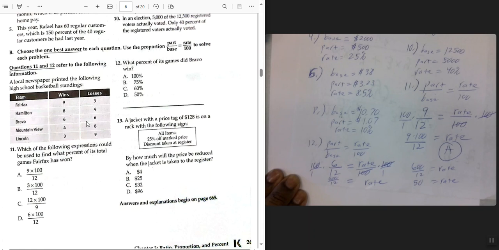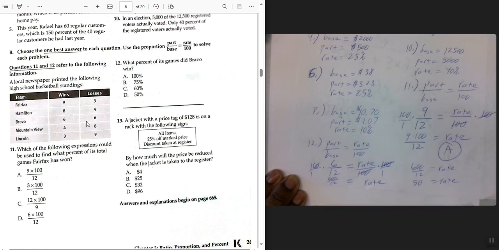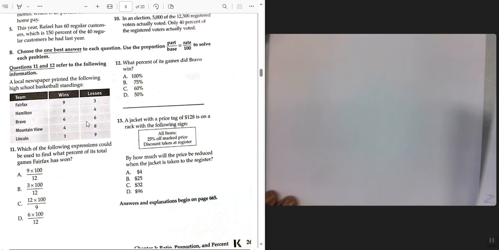So 50 is equal to the rate. Now, I do have to warn you about this. When you write rate, remember in our previous problem, rate was always a percent. So we would have to make this 50%, which would be your rate. Okay, now we move on to problem 13, which will be the last problem of this page.